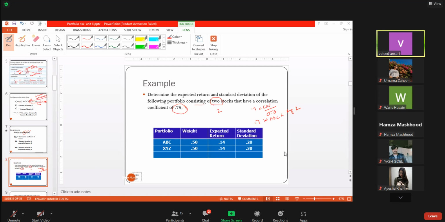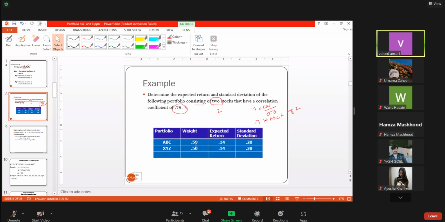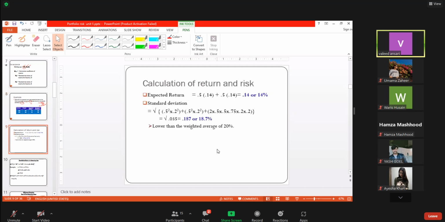So we can get it. Without going into that, that will become clear later on. Now let us calculate the expected return. The expected return of the portfolio is very simple: it is an equally weighted portfolio, 50% here, 50% here. Expected return is 14. So we have multiplied for expected return, the same formula, 14%.